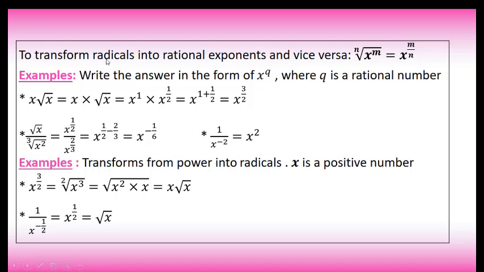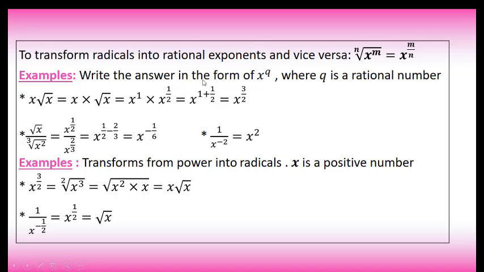Now, how to transform from radicals into rational exponents and vice versa. This property was studied in the first secondary class. The nth root of x^m equals x^(m/n). The index refers to the denominator and the power refers to the numerator. Keep it in your mind: the index is written in the denominator.